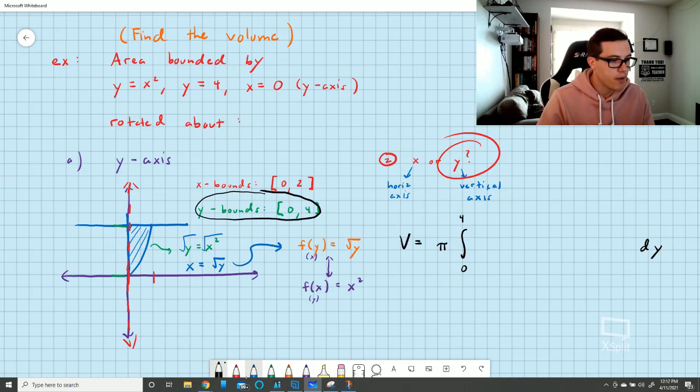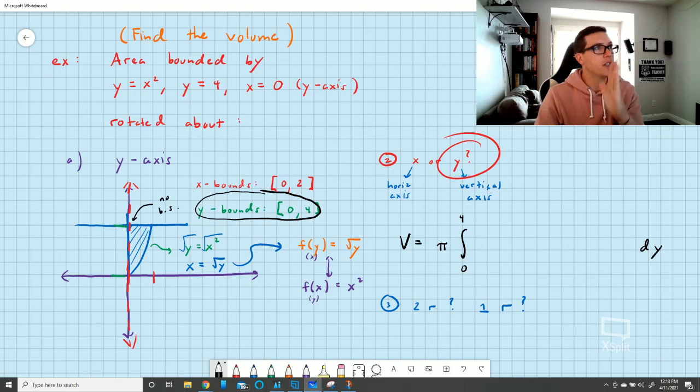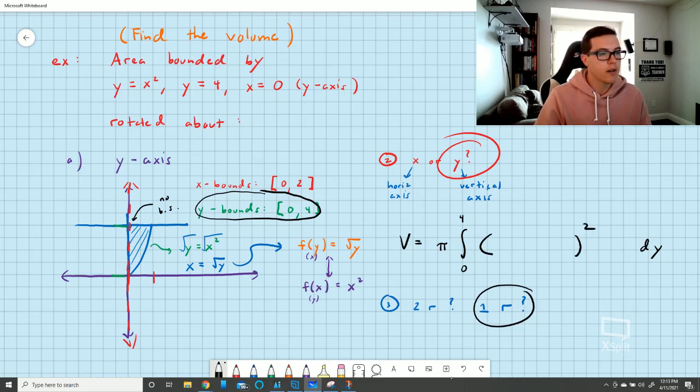So here we go. Next step, 2 radii, 1 radius. Well, the same question. From where we're rotating, do you see any blank space right here? No blank space. There's no BS going on here. The shaded region is sitting right on top of the axis of rotation, so 1 radius. So 1 thing squared. That's it.